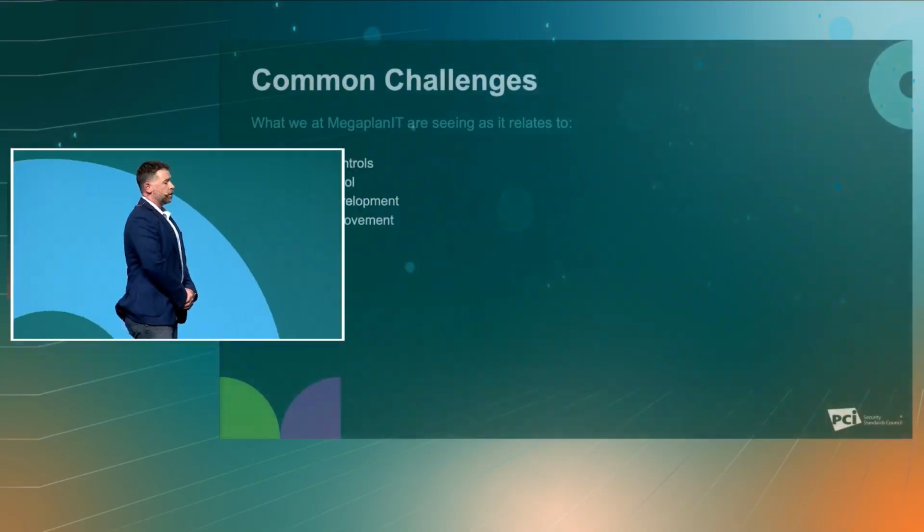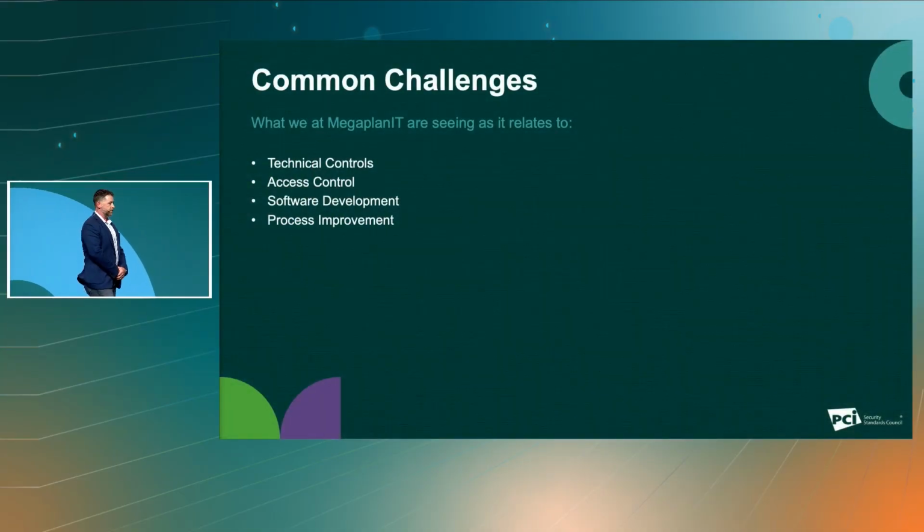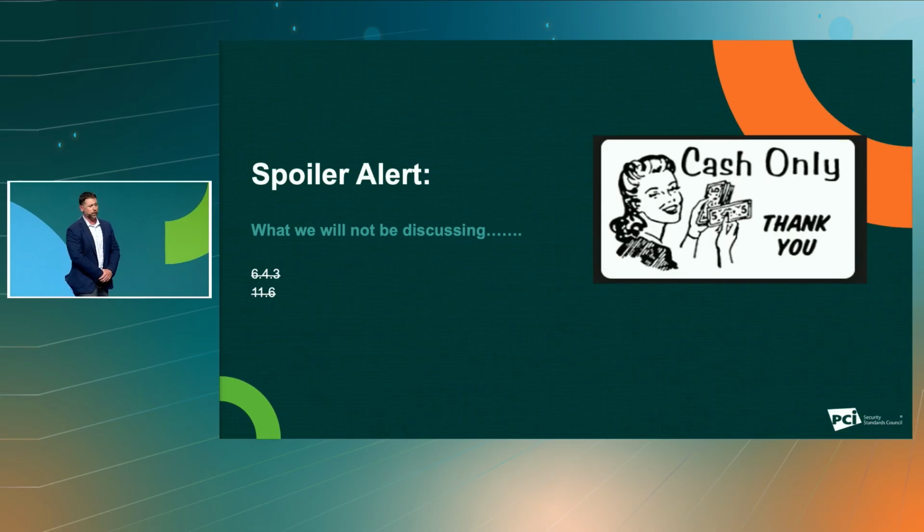So again, the common challenges we were looking at, we divided them into 4 different segments. You've got your technical controls, access controls, software development, and process improvement. And what I've done is I've cherry-picked 5. I only have 20 minutes, but I cherry-picked 5 of the new controls in each one of those realms, and want to give you a very high-level discussion about what that means, what we're looking for.